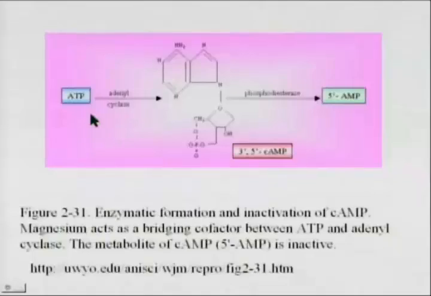So here we see the enzymatic formation and inactivation of cyclic AMP. Again, we remind ourselves of the life cycle of molecules. Magnesium acts as a bridging cofactor between ATP and adenylate cyclase, and the metabolite of cyclic AMP, the 5' adenosine monophosphate, is inactive, so we inactivate the second messenger. So we know that ATP is converted to cyclic AMP by adenylate cyclase, and it is 3', 5' cyclic AMP.